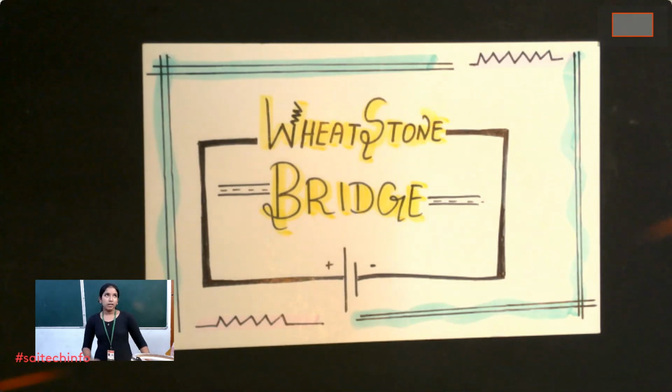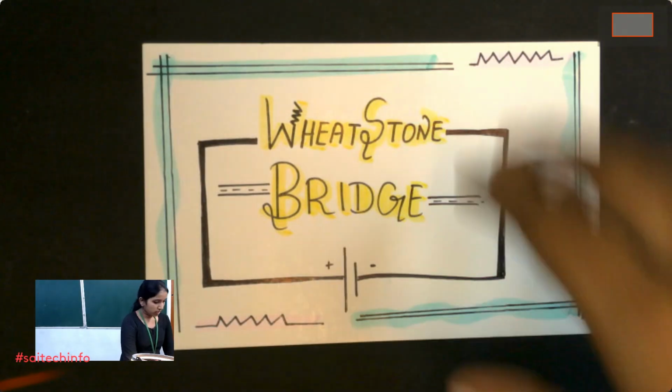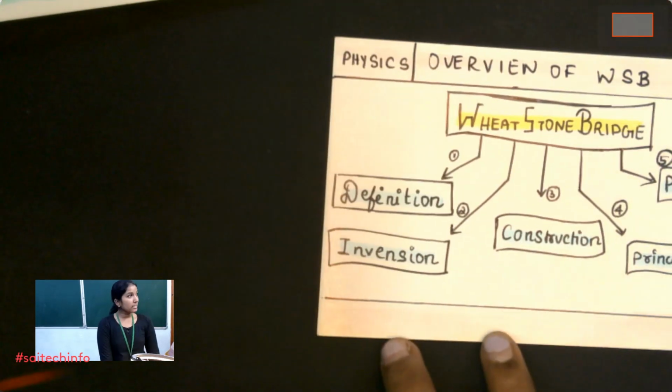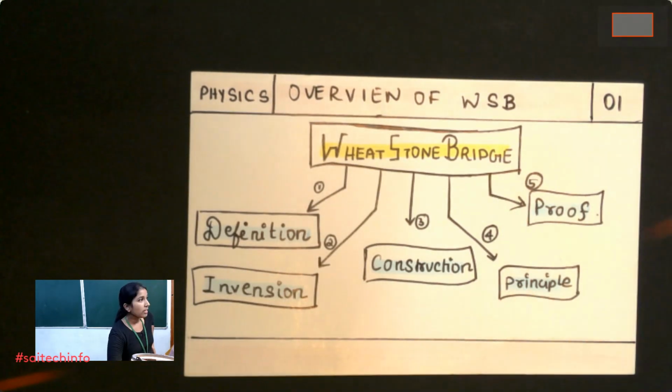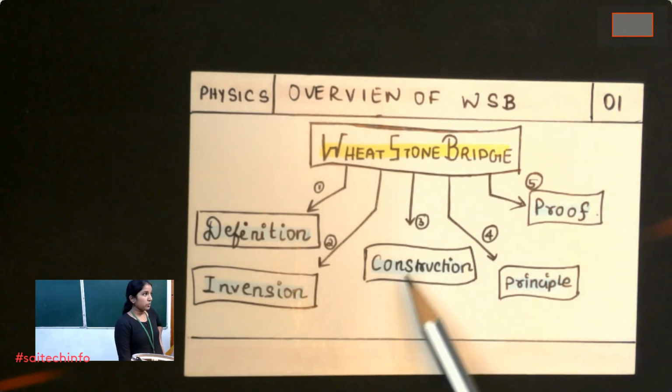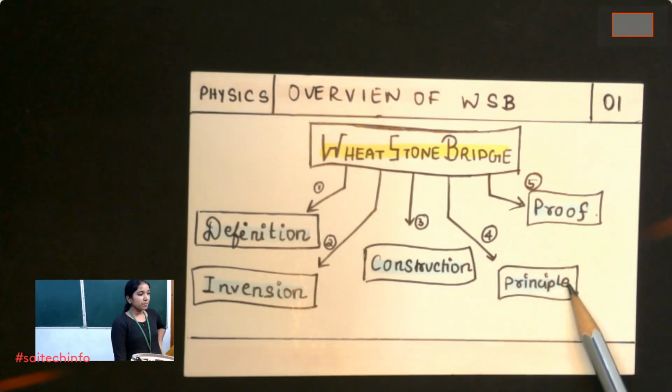So now we have seen the electric current. Next we will move on to the Wheatstone bridge. So we can see here the overview of the Wheatstone bridge. We will be seeing the definition, who invented the Wheatstone bridge, the construction, the principle and the proof.